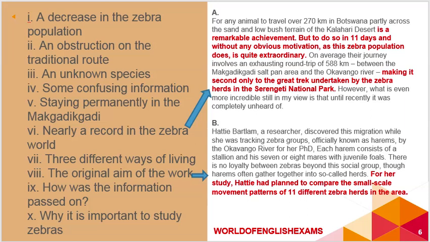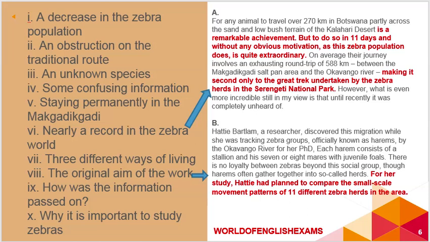Come on, the left side. A decrease in the zebra population. So what's the first title? A decrease in the zebra population. That means the passage should convey the information that the numbers of zebras are declining. They're going down. If you see that contextual relativity, then you're going to mark the title as 1.